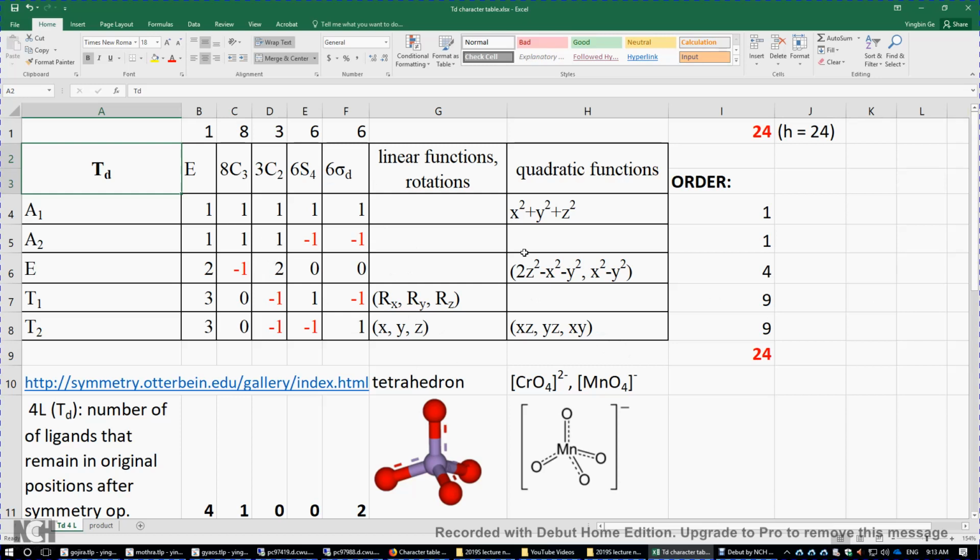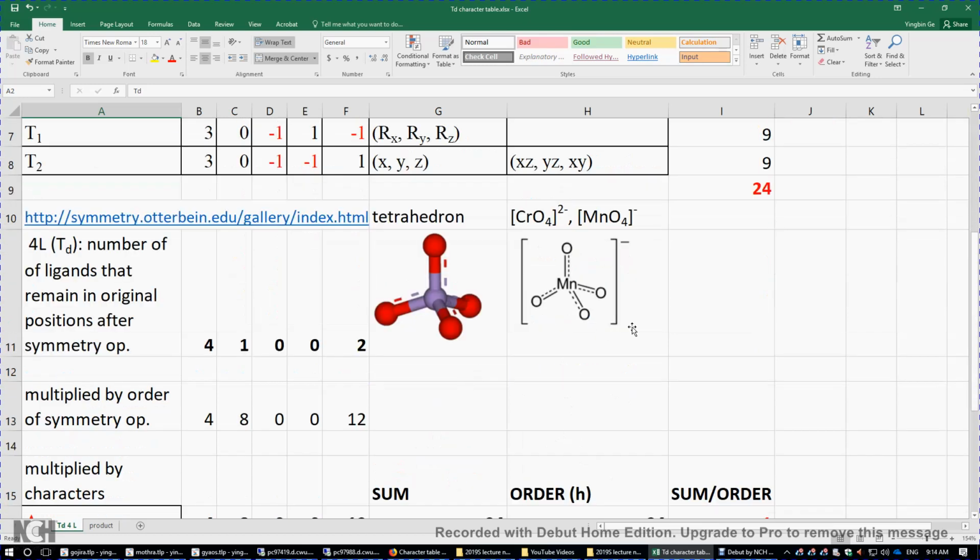All right. To really visualize those symmetry elements and symmetry operations, I recommend you use the symmetry.otterbein.edu website to rotate the molecule to see those symmetry elements and operations. All right.